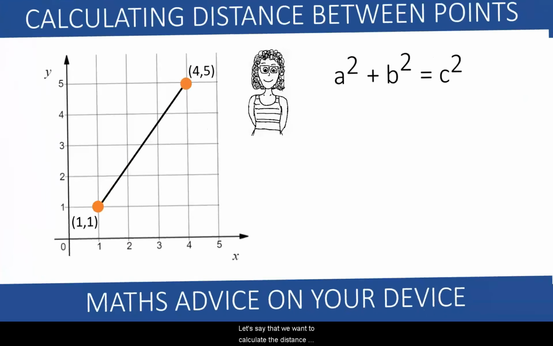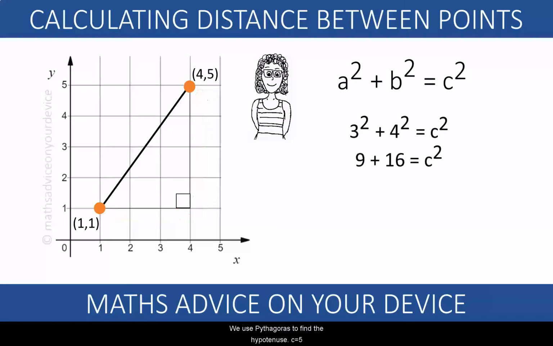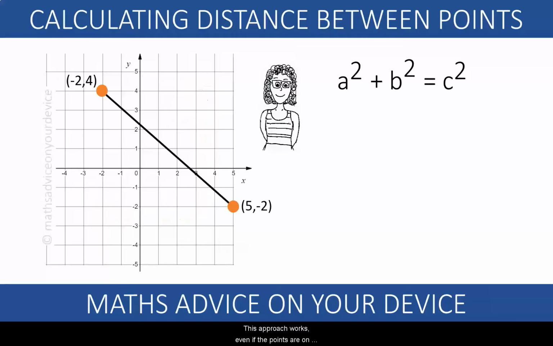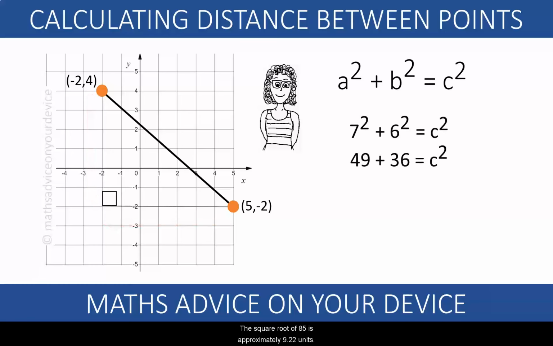Let's say that we want to calculate the distance between these 2 points. The horizontal distance, 3, and the vertical distance, 4, make a 90-degree angle. So we can use Pythagoras to find the hypotenuse, c equals 5. This approach works even if the points are on different quadrants. For example, to calculate the distance between the point -2, 4 and the point 5, -2, we find the short sides, 7 and 6, and the square root of 85 is approximately 9.22 units.